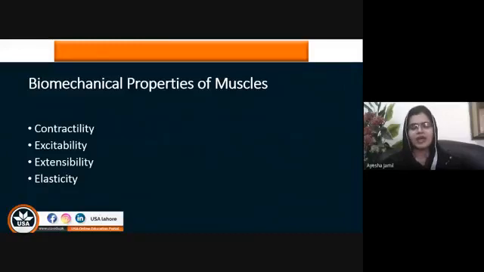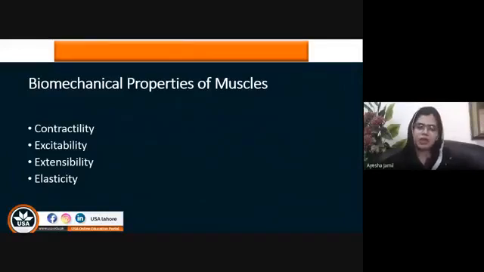The next is excitability, which is the recruitment of the muscle for activation in response to the nerve signals provided by the brain or the nervous system. Extensibility is the ability of lengthening of the muscle when it is being stretched.